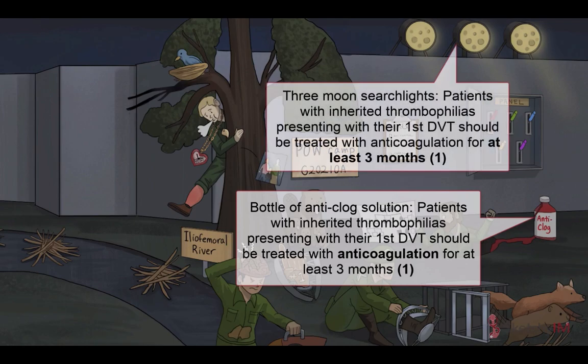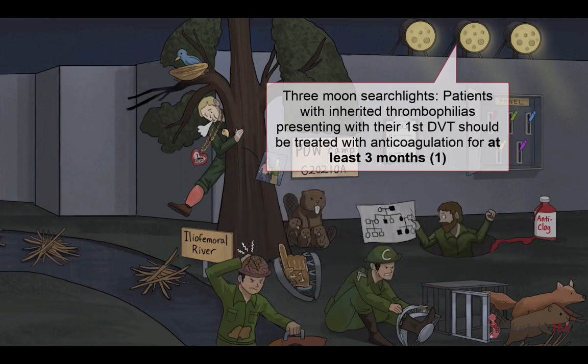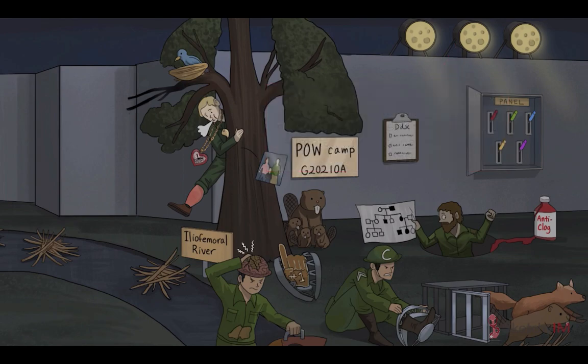For their first DVT, patients with inherited thrombophilias should be anticoagulated for at least 3 months. Hence the 3 moon-shaped searchlights flooding the field. 3 months is really the standard length of time for anticoagulation therapy. However, there are certain scenarios where most clinicians agree that patients should remain on anticoagulation for longer than 3 months. Multiple inherited thrombophilias, a strong family history of VTEs, recurrent VTEs, VTE at an atypical site, or a life-threatening VTE such as a PE.